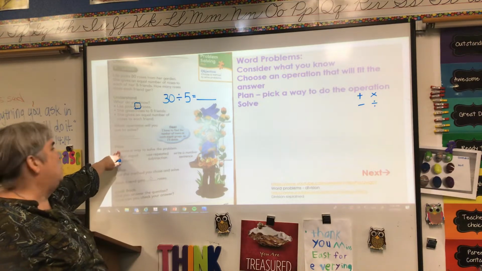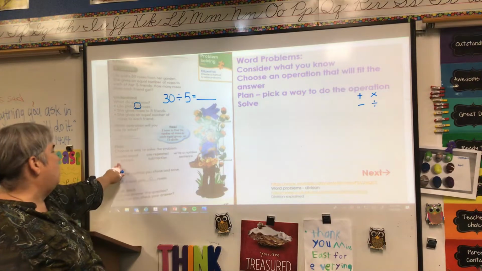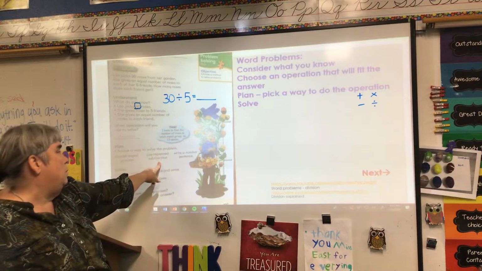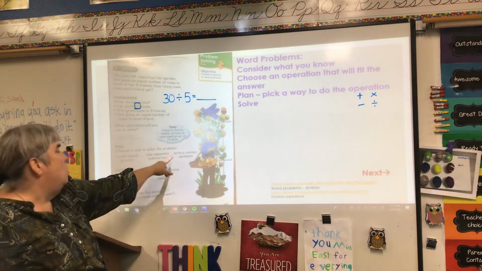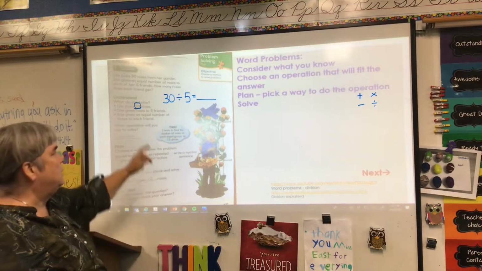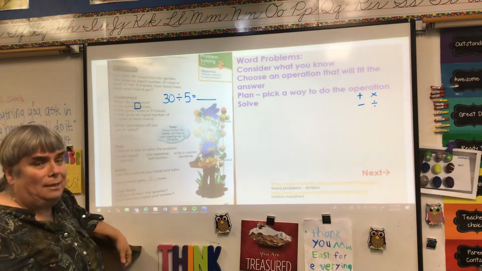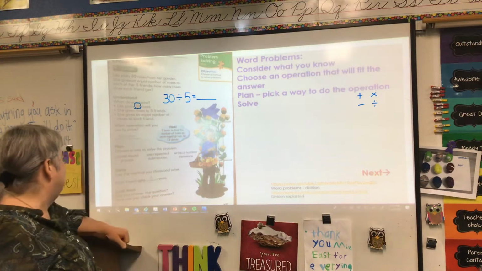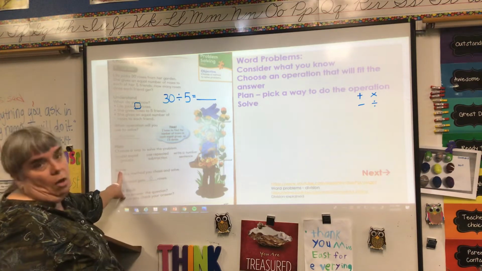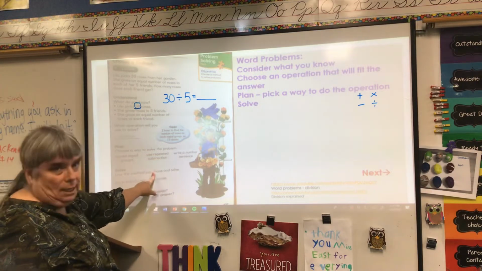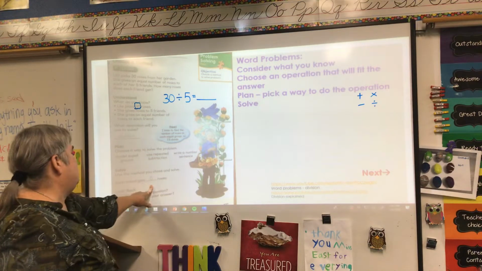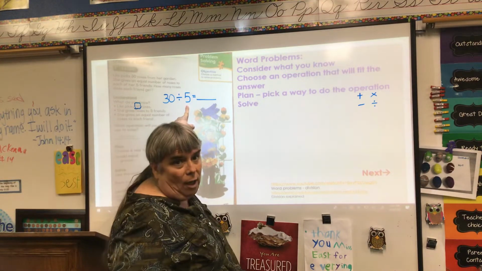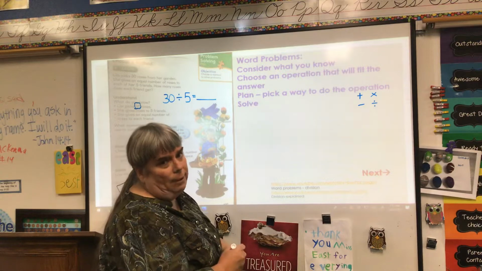Plan. So now we're going to choose a way to solve the problem. Do you want to model equal groups? Do you want to use repeated subtraction? Or do you want to write a number sentence? Now it looks like I've written a number sentence, so I pretty much planned which I wanted to do. And then it says solve. Use the method that you chose and solve the problem. So what I'm going to do, first of all, it says 5. I really like skip counting by 5s.